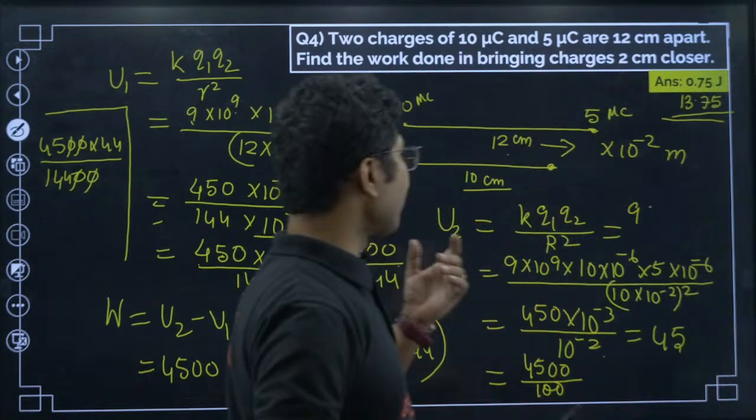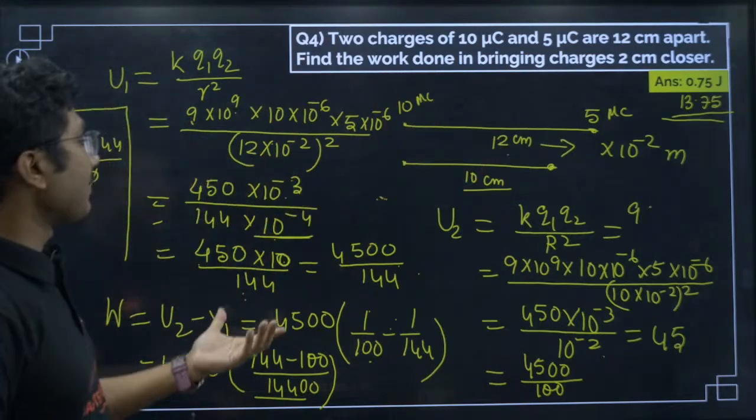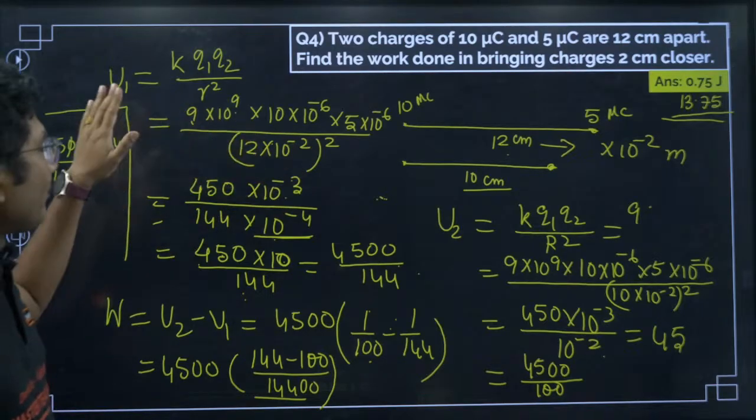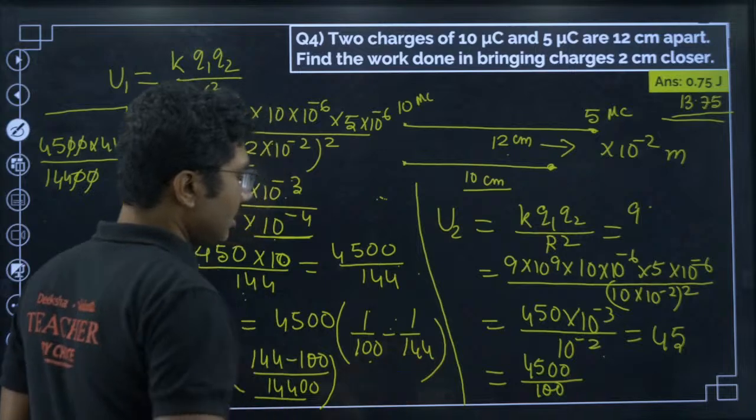See here, do not try to use the formula, try to use the step by step calculations. Okay, K Q1 Q2 by R square. If you find any mistakes in this calculation, please tell me.